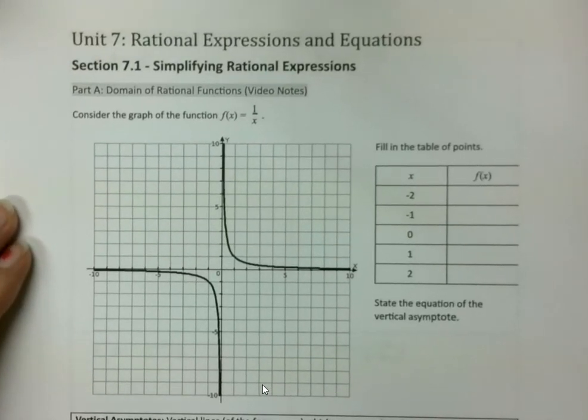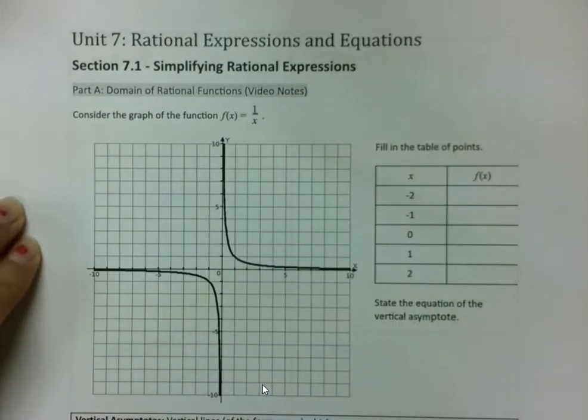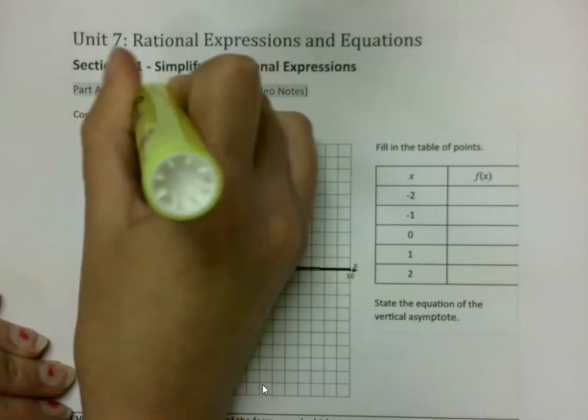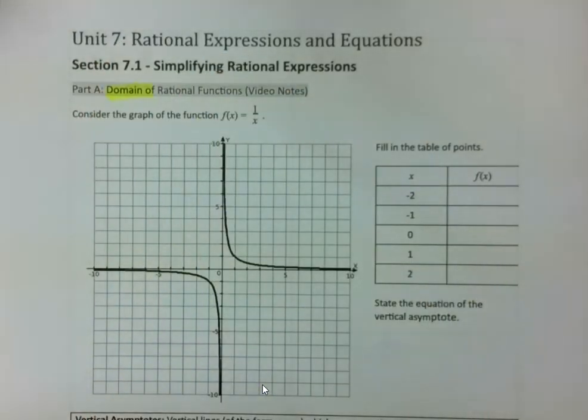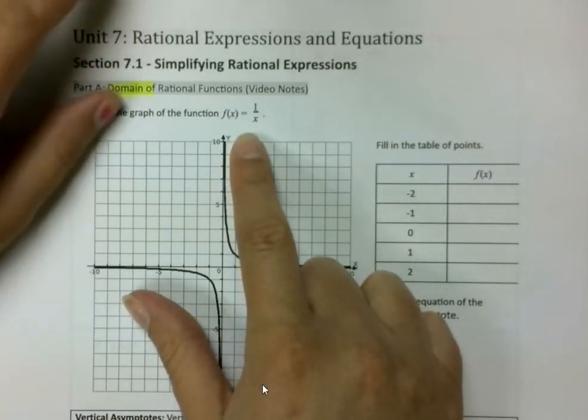In section 7.1, we're going to look at simplifying radical expressions, but specifically in the first part in the video notes, we're going to be looking at the domain of some rational functions. Before talking about domain, let's just take a look at what the graph of a rational function looks like, 1 over x, because we can often get a lot of domain information from seeing the picture.